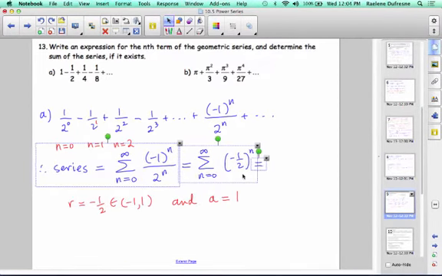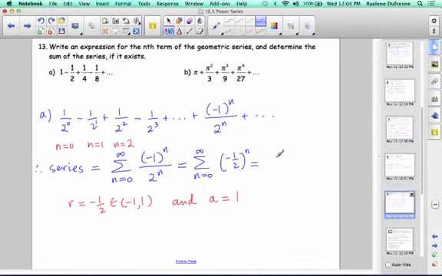a over 1 minus r, which is going to be 1 over 1 minus -1/2, which is equal to, I'll expand that a little bit, 1 minus -1/2 is 3/2, and the reciprocal of that is 2/3. Okay, I'll leave you to try part B on your own, and you can check with the lecture notes at the end of the video.